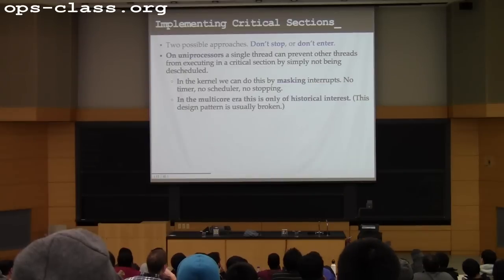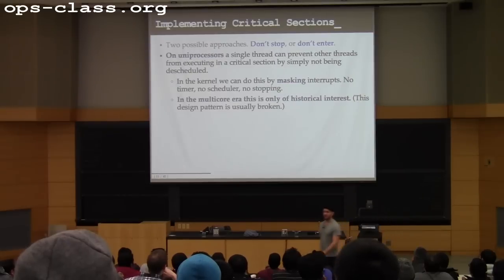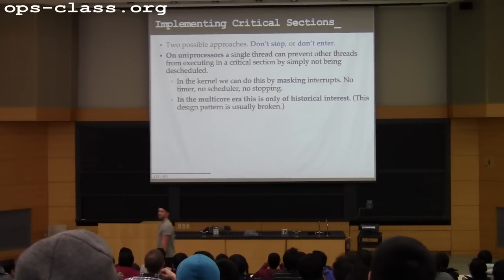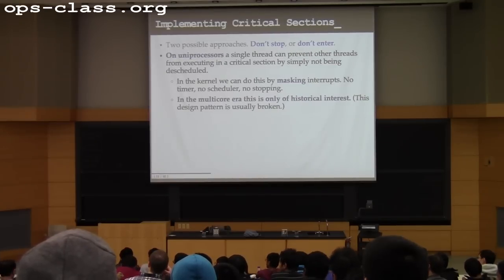Now, I don't know why I talk about uniprocessors anymore, because even your smartphone now has like four cores. But of historical interest for those of you that are curious about the past, at one point in time, there were these things called uniprocessor machines that only had one core. And on those machines, there was this nice trick that you could do to create a critical section, which is you could simply prevent the operating system scheduler from running. If you did that, you were fine, right? Because there was only one thing that was happening on the machine, and if you're inside the critical section and you prevent the operating system from stopping you, you're done, right?